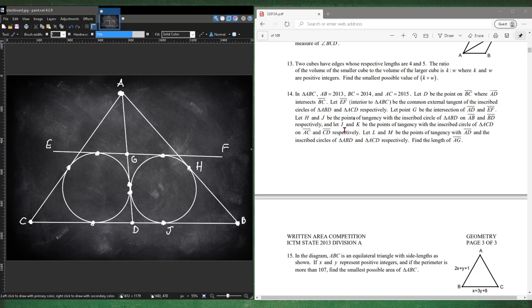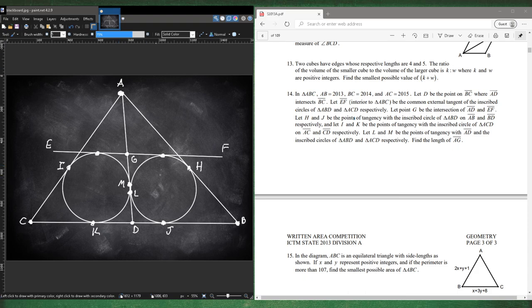And let I and K be points of tangency for ACD for AC and CD. So this is I and this is K. And let L and M be the points of tangency with AD. So this point, this line. For ABD, so ABD is this point, so this is L, and this one is our M.